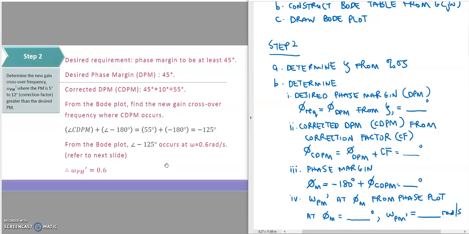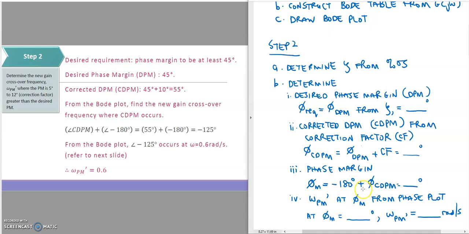Based on the desired phase margin of 45, or otherwise we can determine the desired phase margin from the value of the damping ratio based on the formula for the required phase. And then we should consider the corrected desired phase margin based on the correction factor. And finally, we determine the phase margin based on the corrected dPm using this formula.